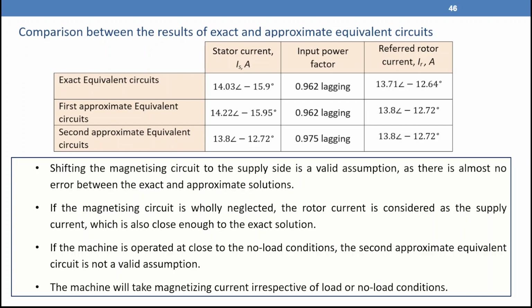But if the machine is going to operate close to no load conditions, the second approximate equivalent circuit is not accepted, because the rotor current will be zero while the machine still takes current, and the stator current in this case will be the no load current. So the machine will take magnetizing current irrespective of load or no load conditions.